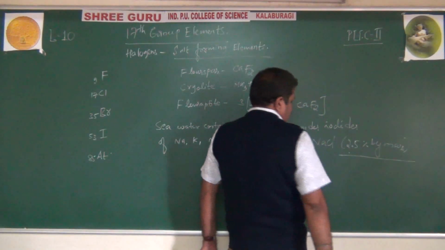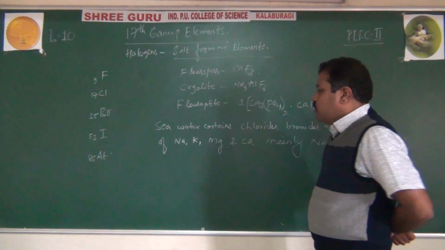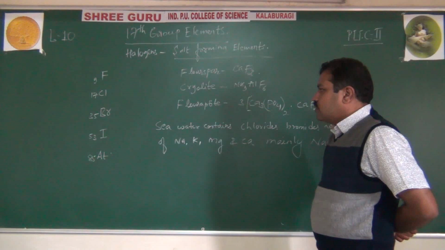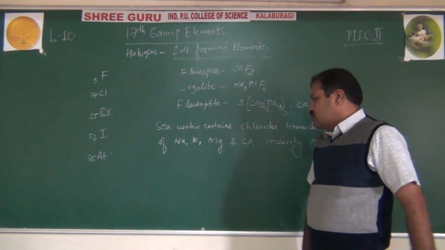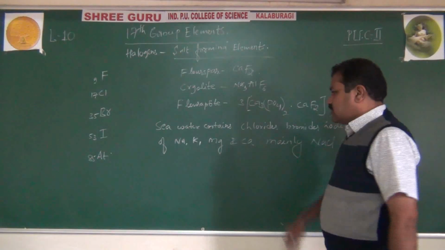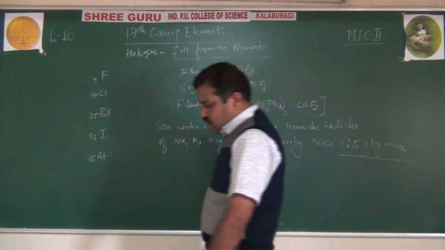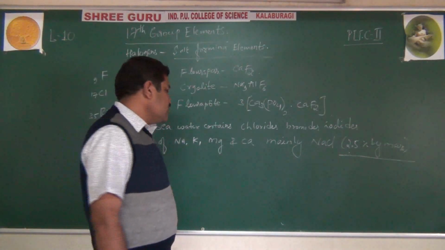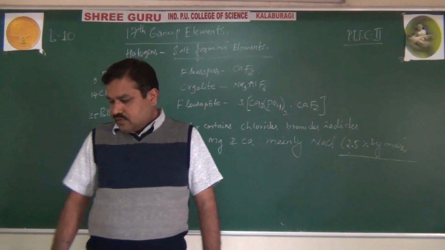Very important for CET purpose. That means chloride, bromide and iodide exist as the respective metal salts of sodium, potassium, magnesium and calcium in the seawater. But the high percentage is chloride, sodium chloride, that is 2.5% by mass. Right? Now let us go for bromine.